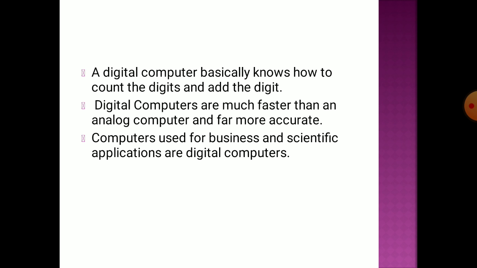Another feature of digital computers is that a digital computer basically knows how to count the digits and add the digits. So here the calculation is in the format of counting and adding, whereas in analog it is in the format of measurement. Digital computers are faster than analog computers and far more accurate. As I told you, it is all based on digital values, that is binary digits, so automatically the speed is increased and the accuracy is more compared with analog data.